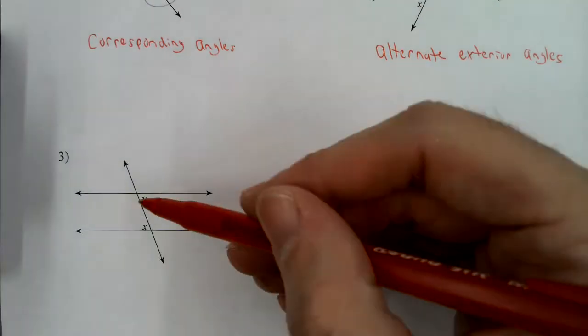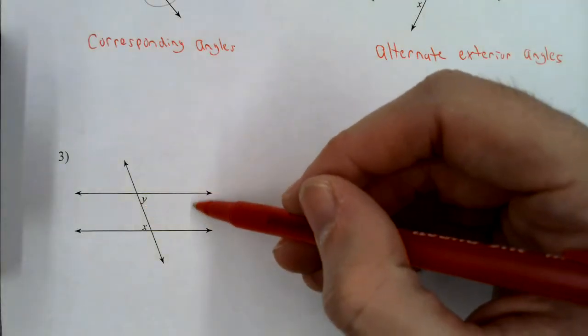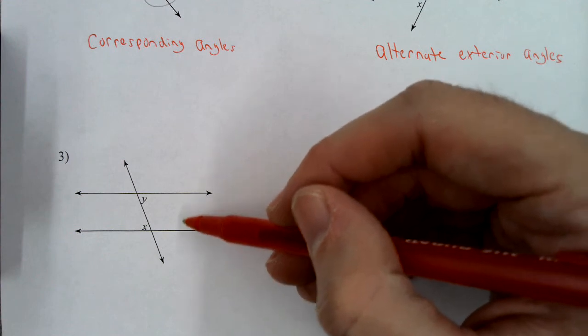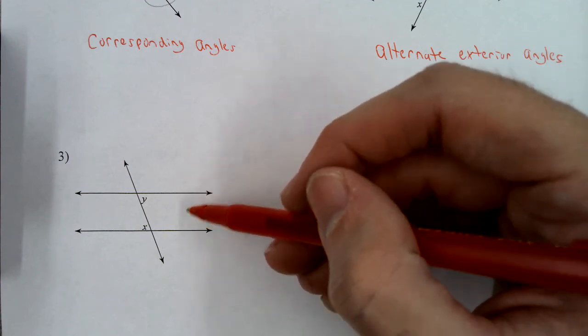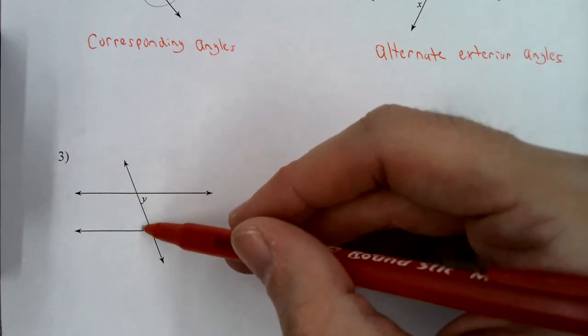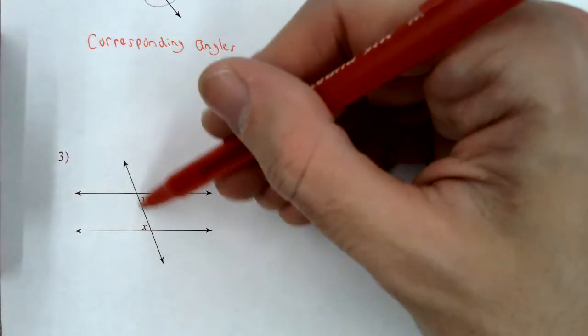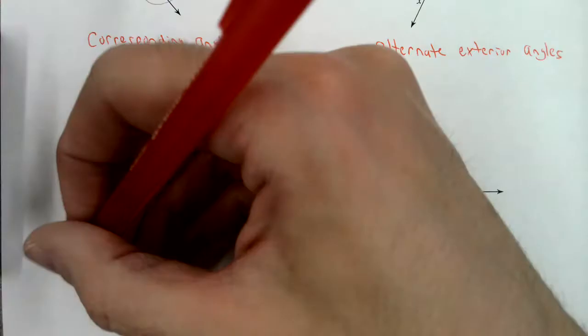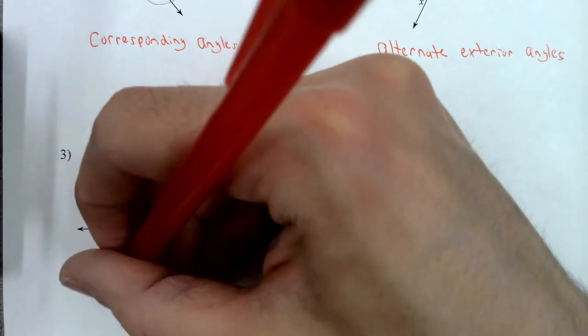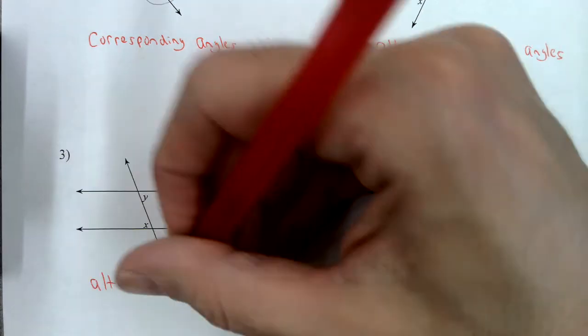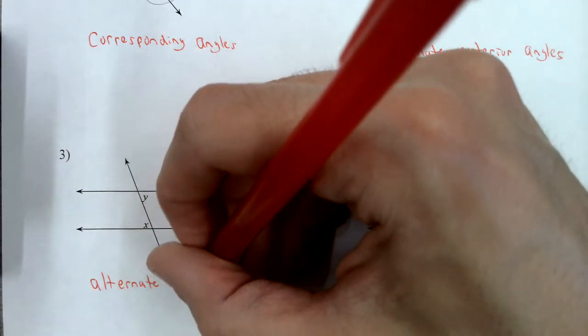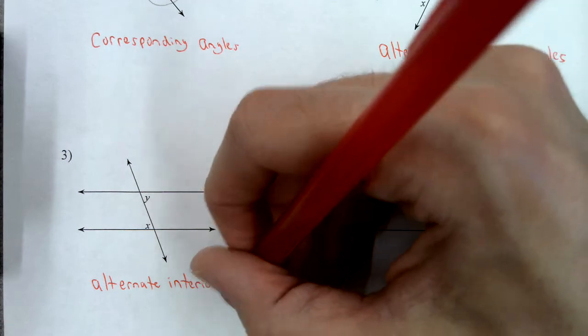Number 3, these are inside the 2 lines being intersected. So these are on the interior, and they are on different sides of the transversal. This is the transversal. They're on different sides. So those are called alternate interior angles. Okay? Alternate interior angles.